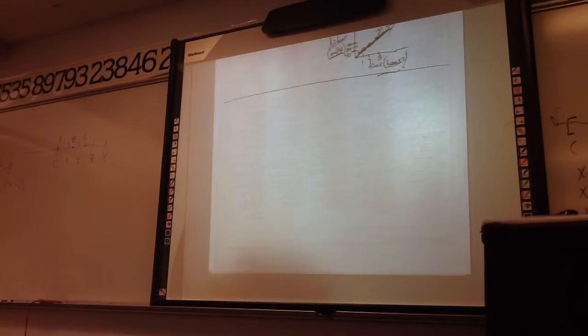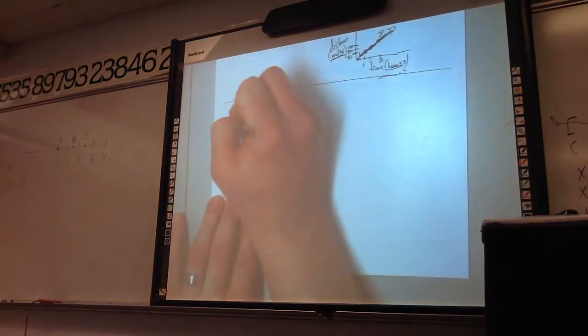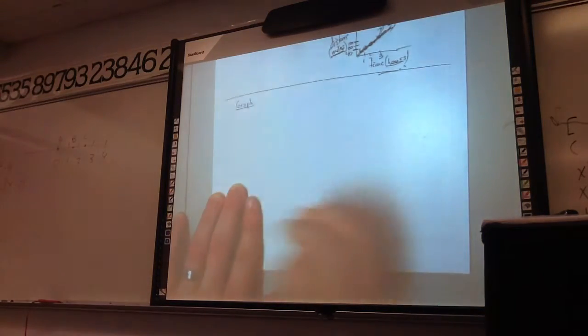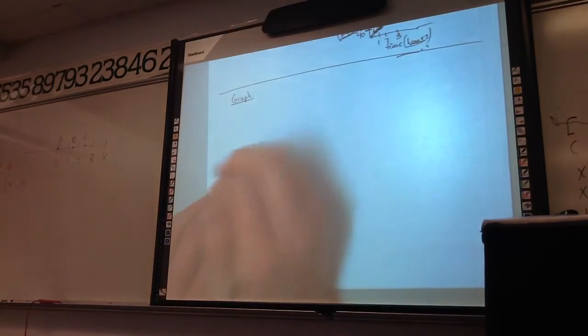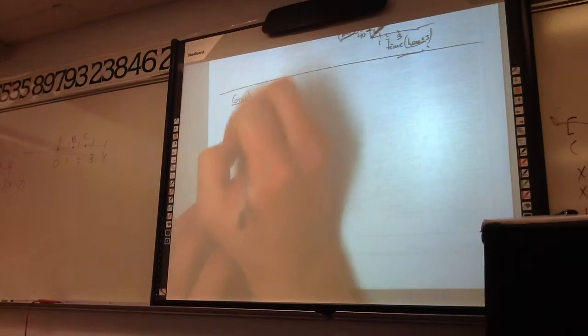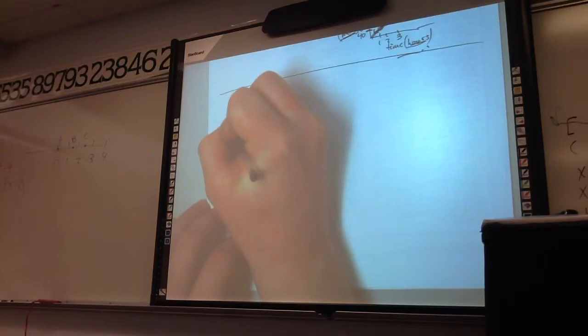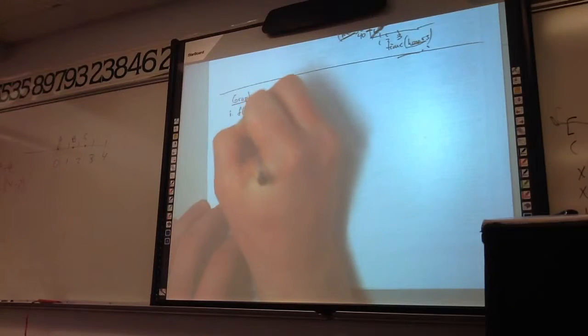We're going to sketch a graph. There we go. We're going to graph a function with the following properties. So we're going to graph a function that has f of 0 equal to 0.